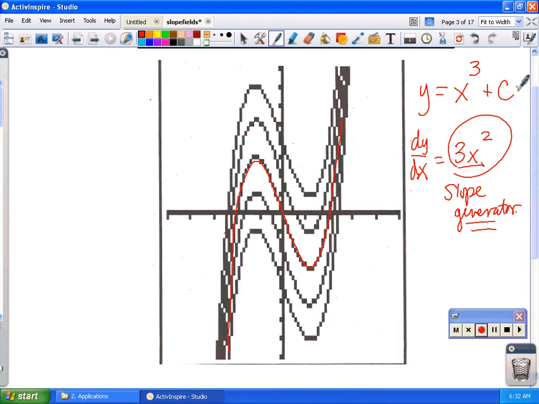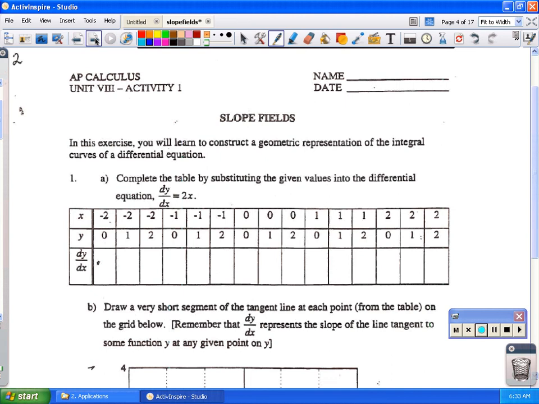Now what I could do is I could use my slope generator to generate the slope at a variety of points. For example, the slope here is 0, so I could put a tiny little tangent segment here. The slope here, the slope here, all I'm doing is instead of putting tangent lines, I'm putting tiny little tangent segments at every point on the graph. So what that does is you can almost see the function by just looking at the tiny little tangent segments. All right, so that still may not be enough for you to get an idea of a slope field, so let's actually produce or create a slope field.